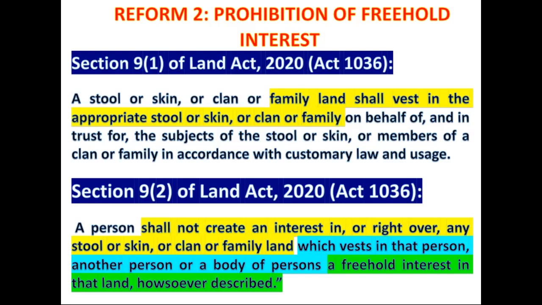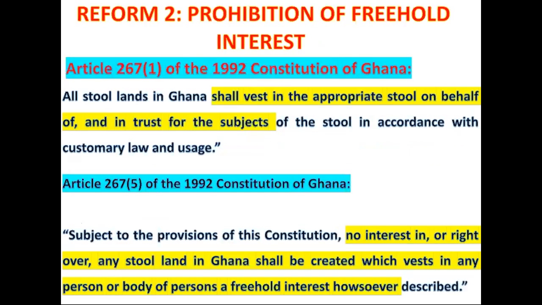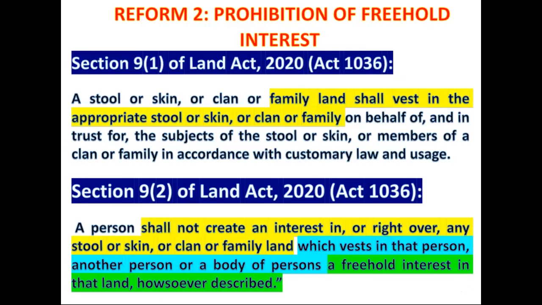So what have we seen over here? The trusteeship concept that we saw under Article 267 Clause 1 was in relation to stool land. The trusteeship concept has been extended, and now we've added family land to it, so that today, family land shall vest in the proper family on behalf of the subjects of that family in accordance with relevant customary law and usage.